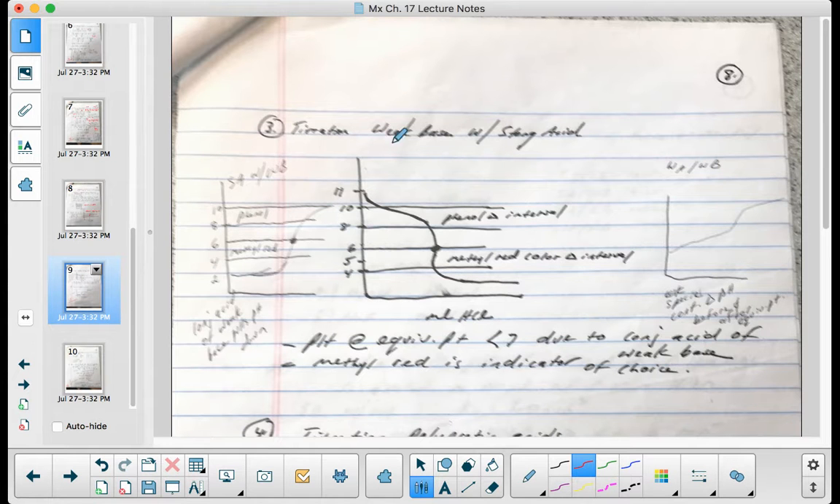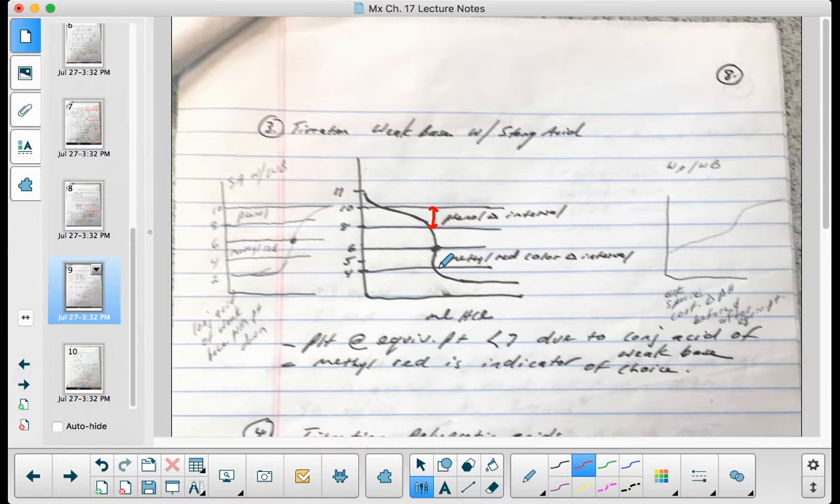Then there's also the titration of a weak base with a strong acid. My weak base is going to start out with a little bit higher pH, not quite up to 14 though. Then there's going to be my spike, same thing. But now look what happens. I couldn't use phenolphthalein because the color change interval of that indicator is not along the vertical spike.